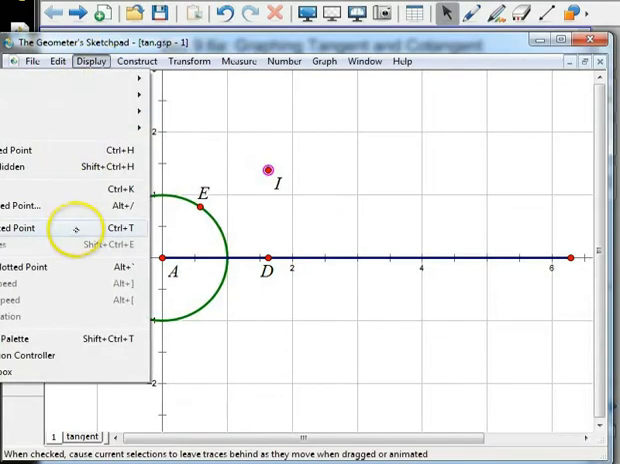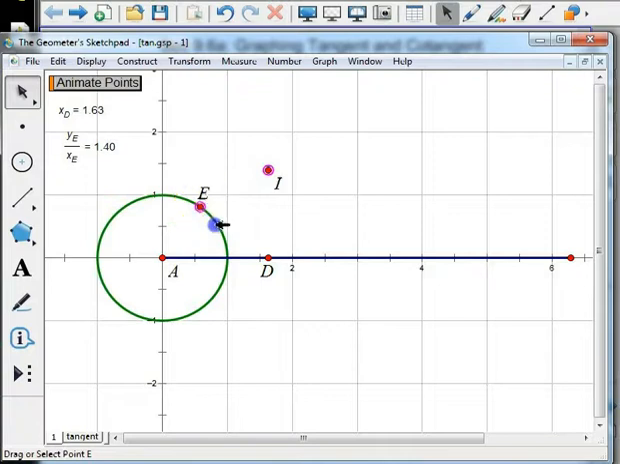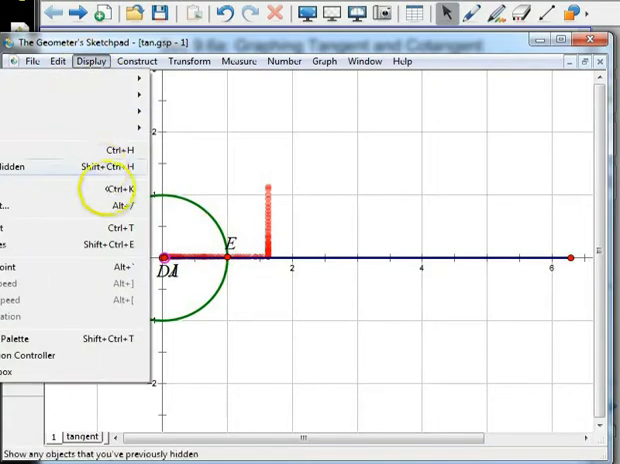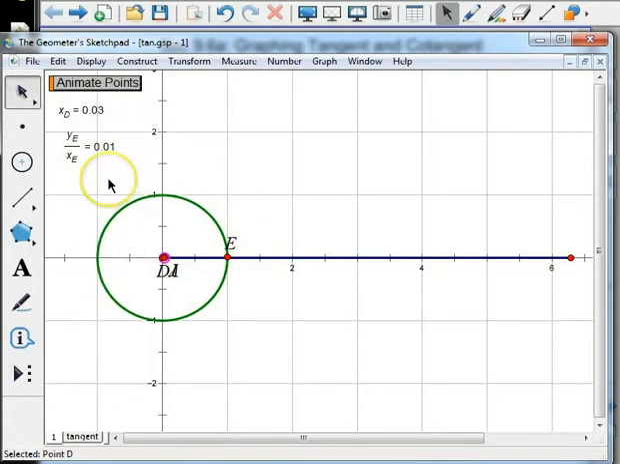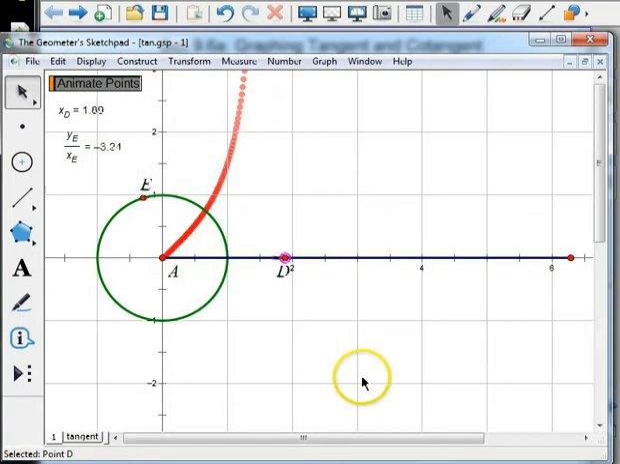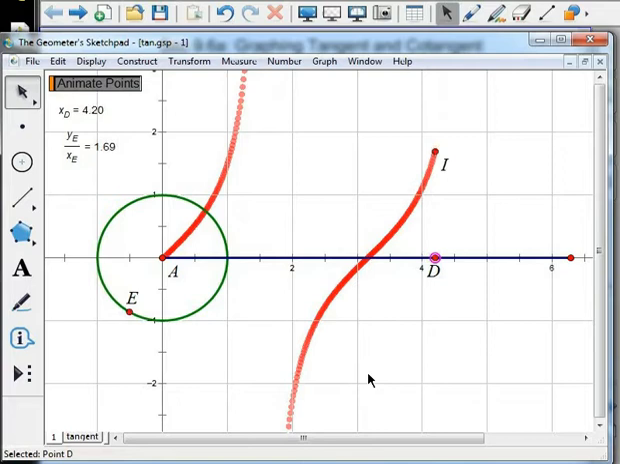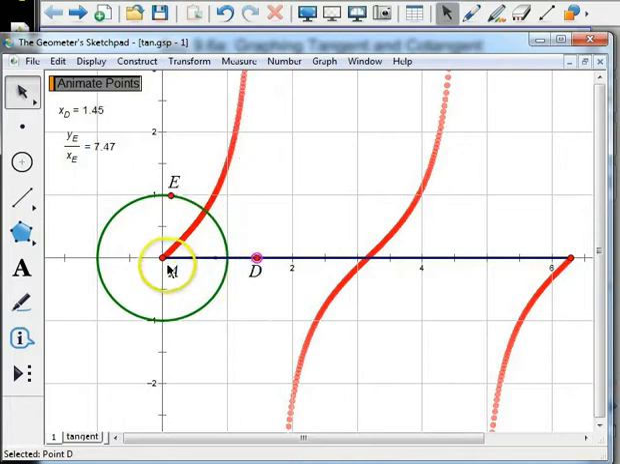Let's go ahead and trace that point, and let's swing E down to 0 degrees. Let's swing D over to the origin. Let's erase our traces, and hopefully when we hit animate points, we're going to get the graph of the tangent function from 0 to 2 pi. Hey, look at that. The y-coordinates of that red graph are tangent values, and the x-coordinates are the same as the x-coordinate of D. And D is going from 0 to 2 pi radians.